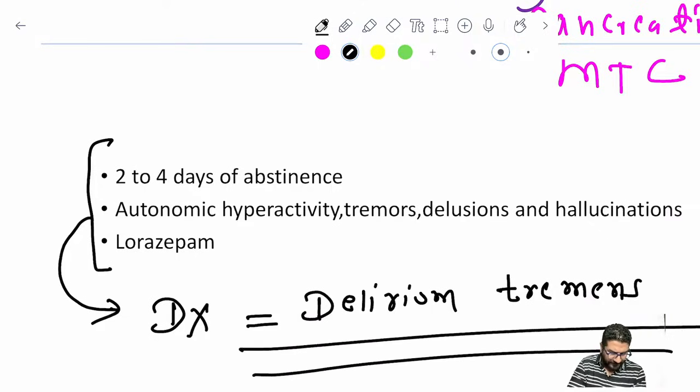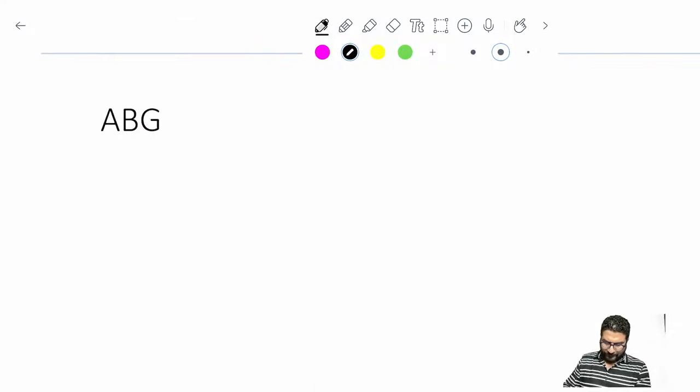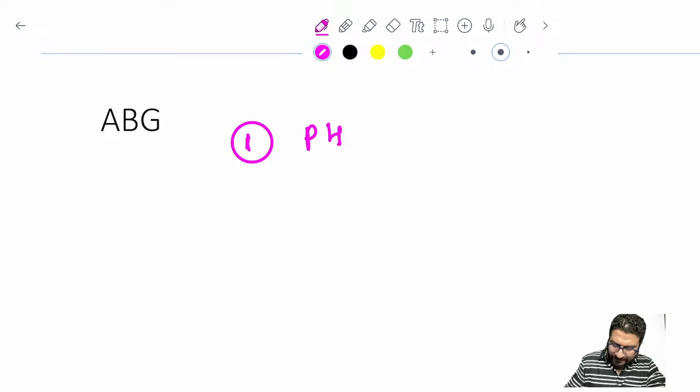Delirium tremens. Okay, now understand. They ask you a question on ABG. अब आपसे एक क्वेश्चन ABG से पूछते हैं. So understand, in ABG, first thing you have to remember is normal pH value. So normal pH value is 7.35 to 7.45.